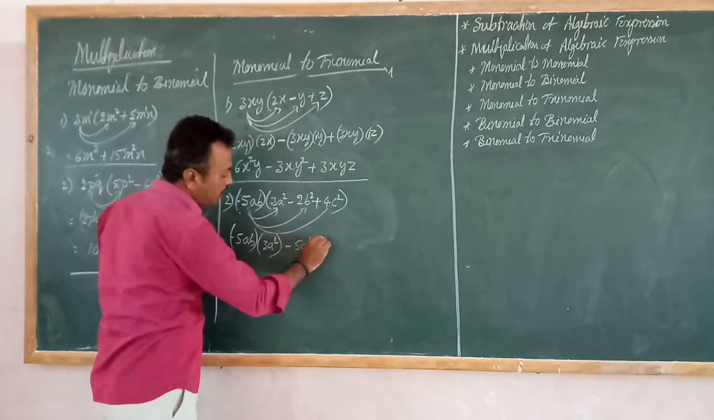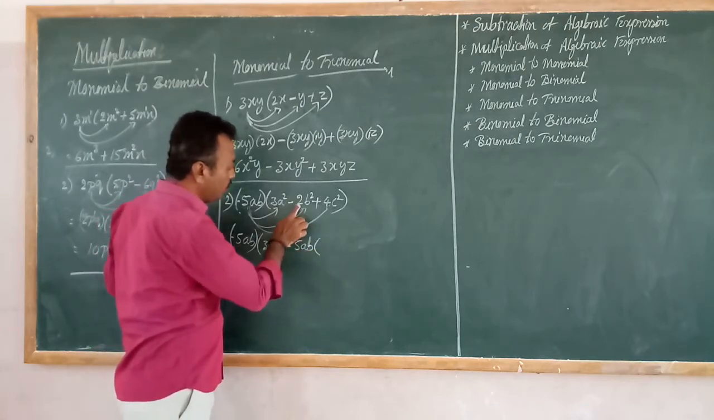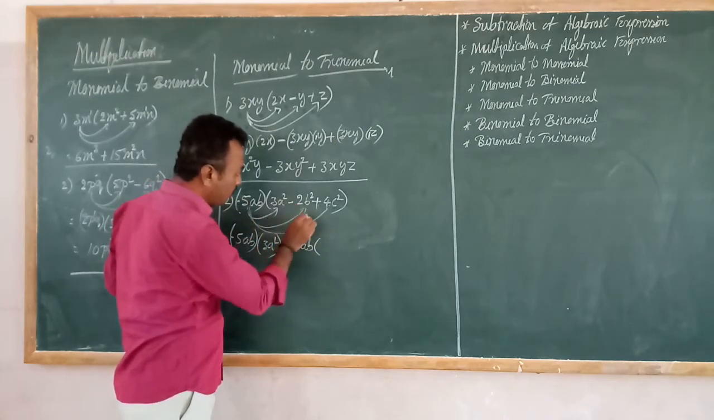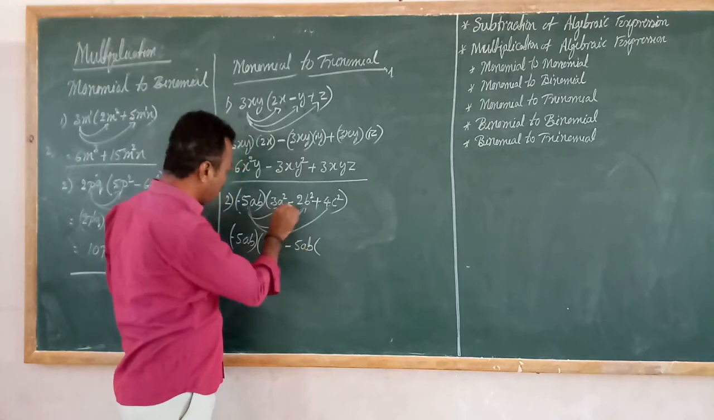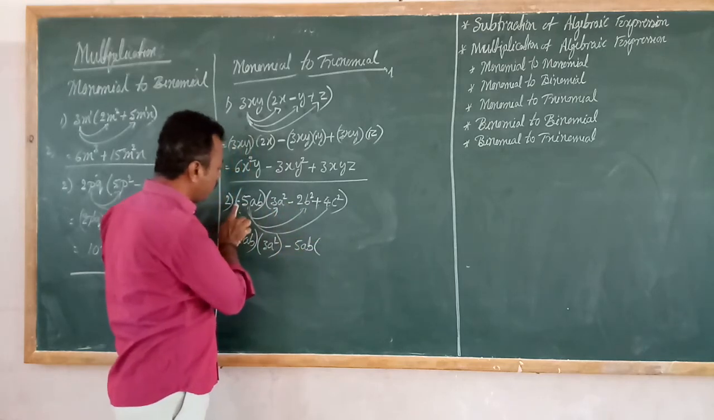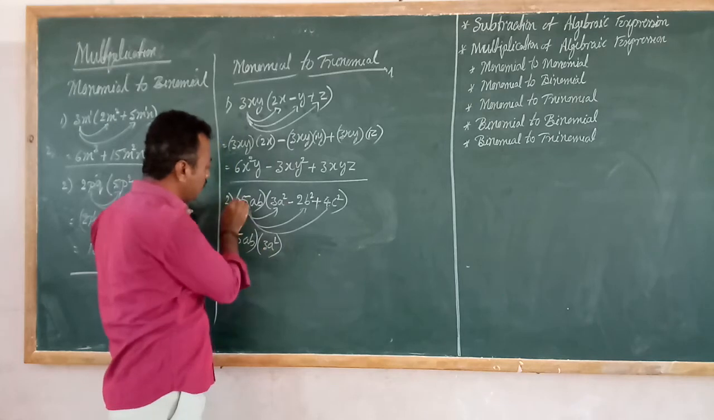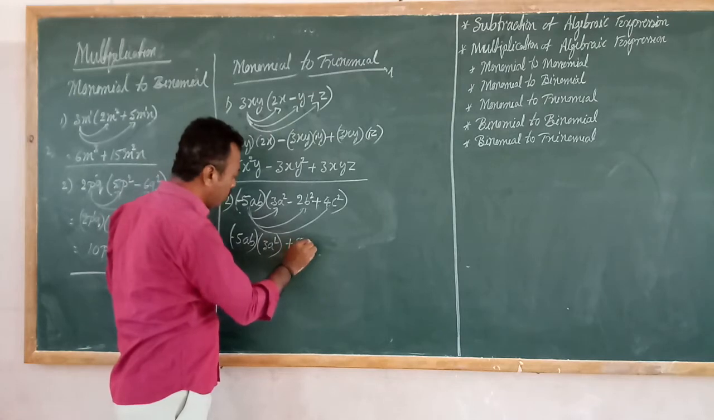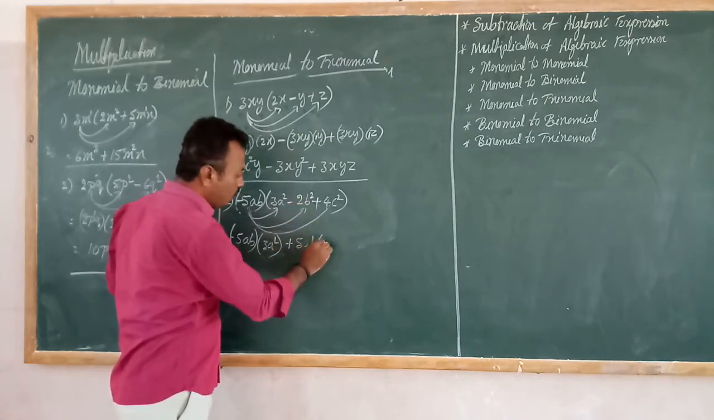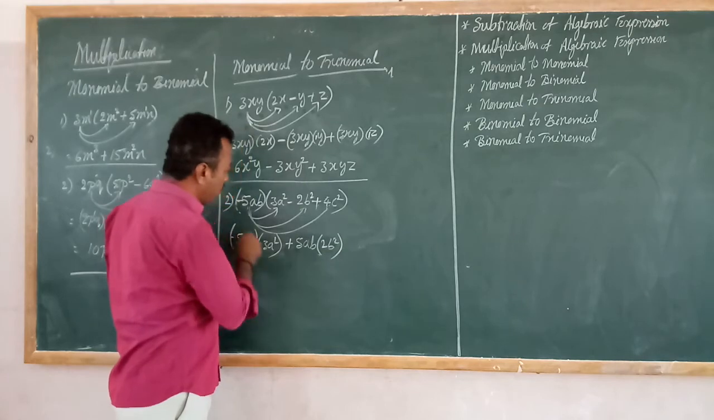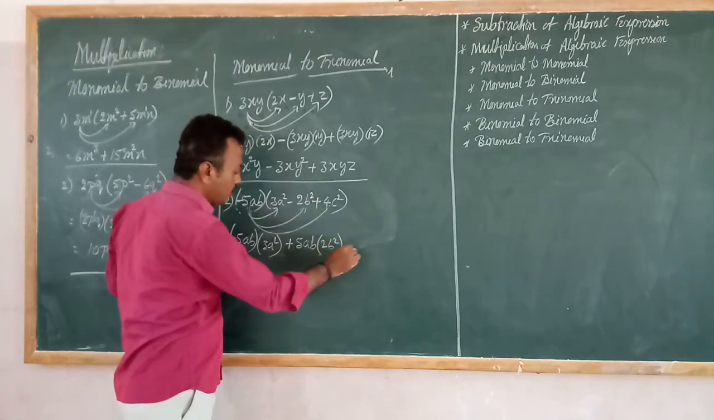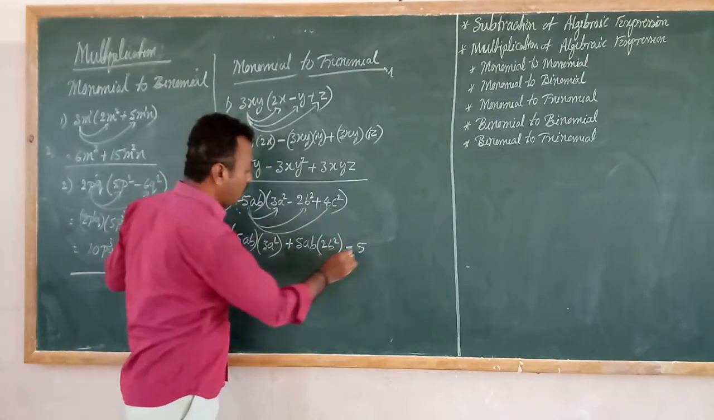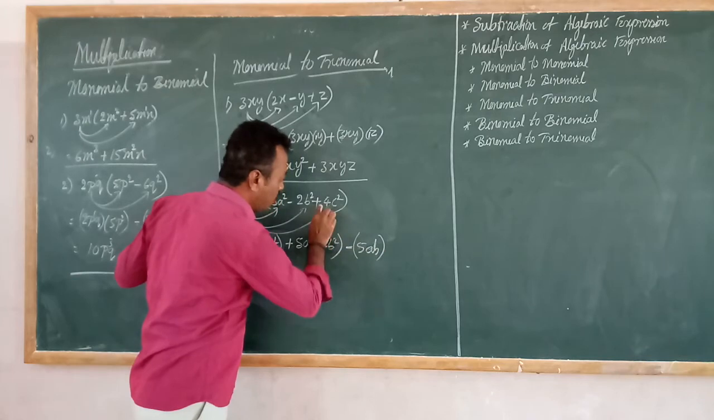Minus 5ab into, so minus 5ab we should multiply by minus 2b. So first I will multiply the sign multiplication. So this is plus minus, this is also minus into minus plus. So 5ab, after that 2b square, then minus into plus minus. Okay, after that 5ab into 4c square.